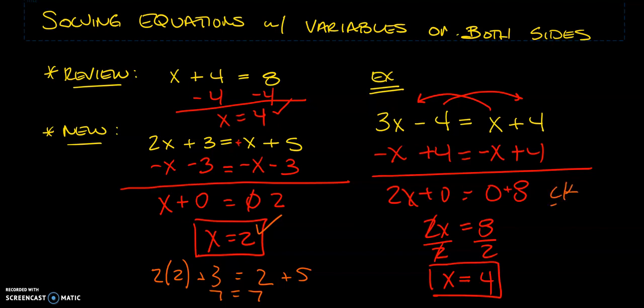Well, why don't we check it? So let's substitute 4 in for everywhere I see an x. So that's going to be 3 times 4 minus 4 is equal to 4 plus 4. So I want to see, does the left-hand side equal 8? 3 times 4 is 12. 12 minus 4 is, in fact, 8. So I can rest assured that that answer is correct.